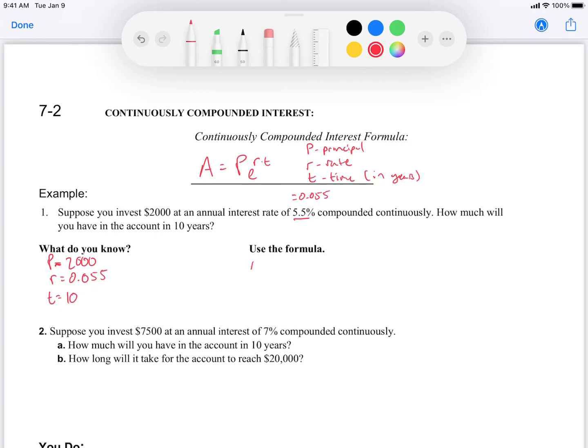Okay? So now that we have all of our pieces of information, right? I know that the formula that we're going to use is A is equal to P times e to the rt. Okay? So PERT. So plugging in the information that we know, our amount is going to be, if we deposit $2,000 at a rate of 0.055 times 10. Okay? Now, we're going to go ahead and enter this in our calculator. I'm going to show you how to do that using Desmos.